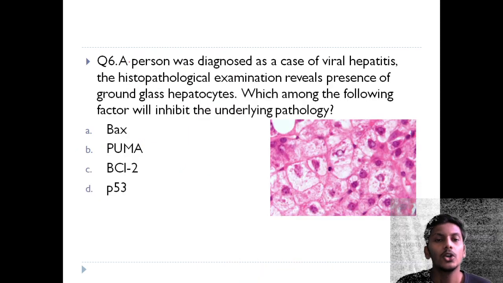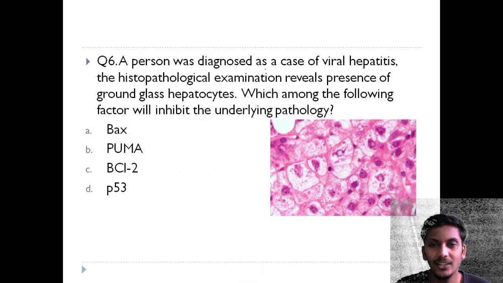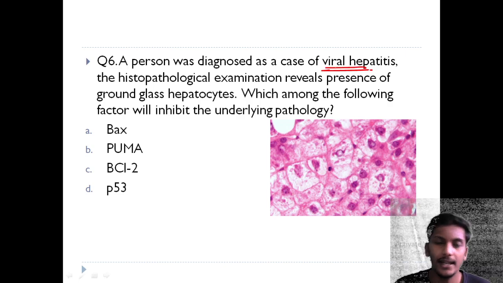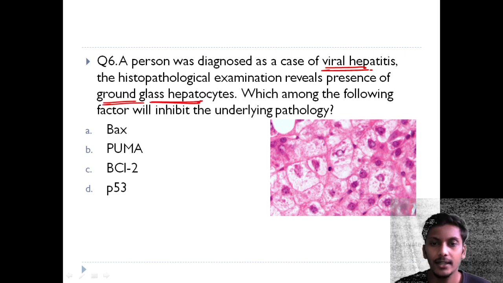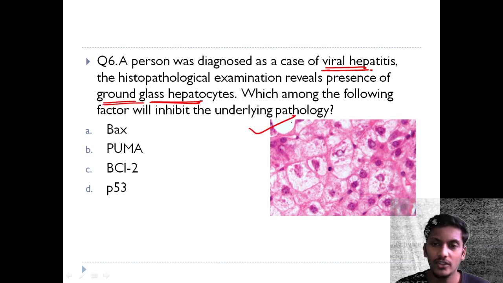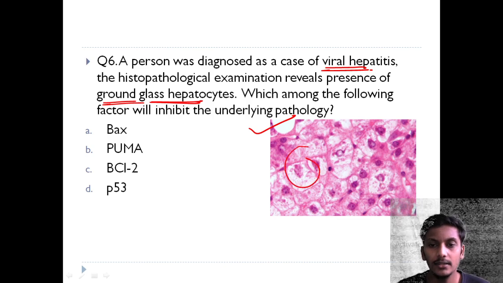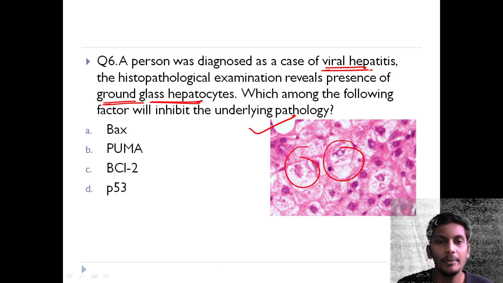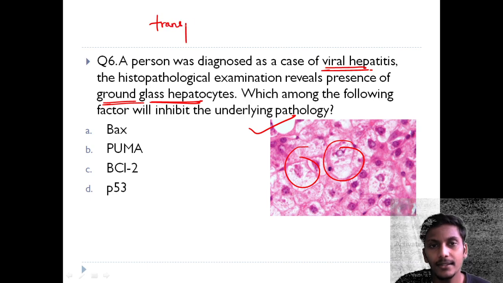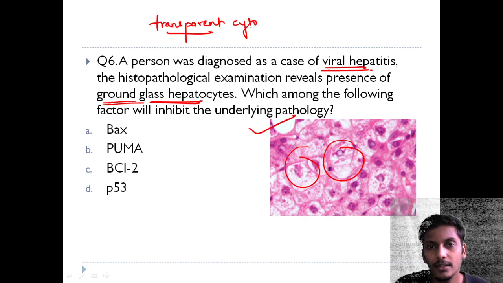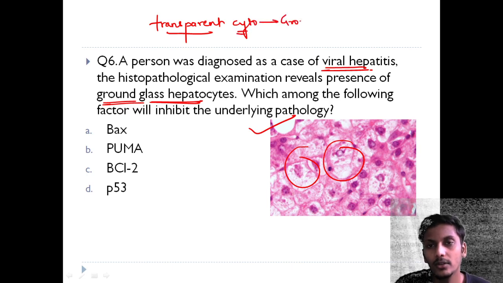Moving further to our next question, question number 6. A person was diagnosed as a case of viral hepatitis. The histopathological examination reveals presence of ground glass hepatocytes. This is the histopathological examination which is given. Here you can see some ground glass hepatocytes. What do we mean by ground glass hepatocytes? The cell contains a transparent cytoplasm. Please remember, the cell usually contains a transparent cytoplasm leading to this ground glass appearance.